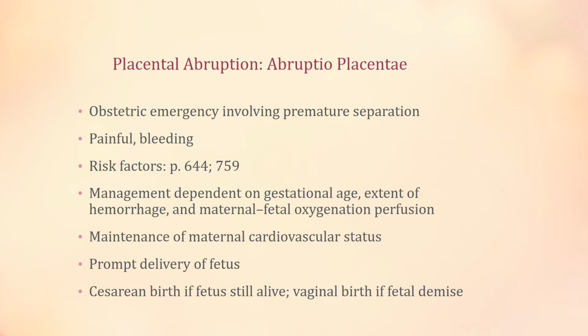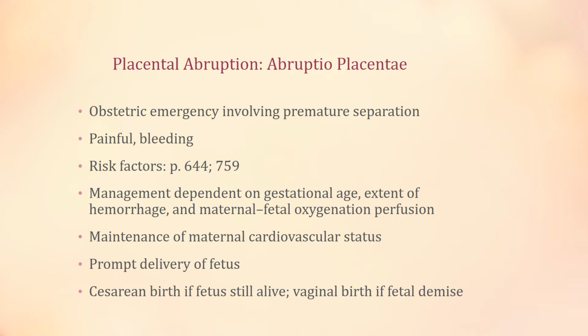The risk factors are preeclampsia, gestational hypertension, seizures, rupture of the uterus, trauma, smoking, use of cocaine, coagulation defects, previous history of abruption, domestic violence, and placental pathology. These may force blood into the underlayer of the placenta and it causes it to detach. These risk factors are on 759. Some of these other page numbers are from your old book, those of you who have the old one.